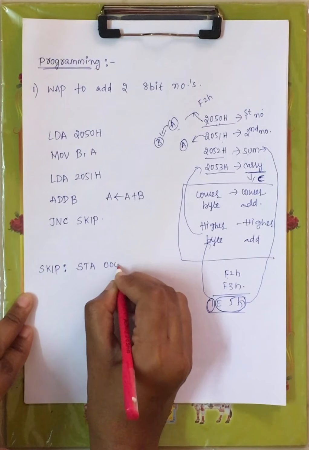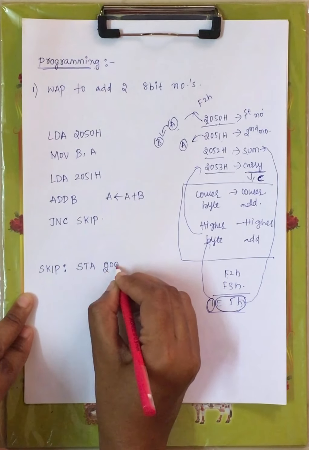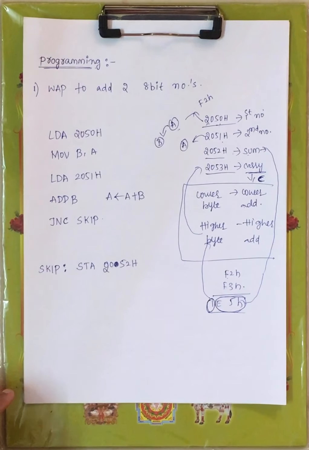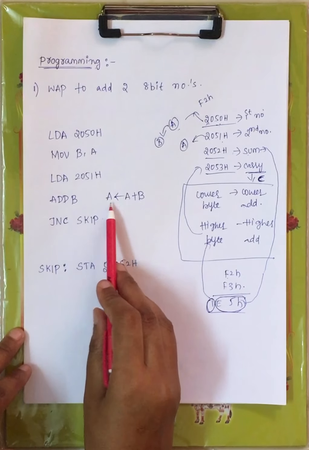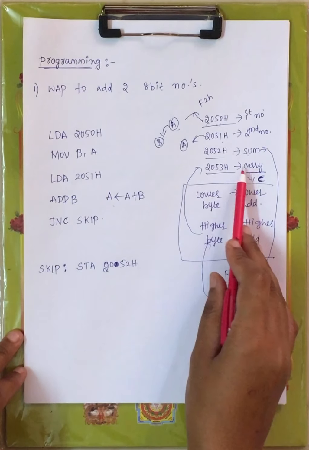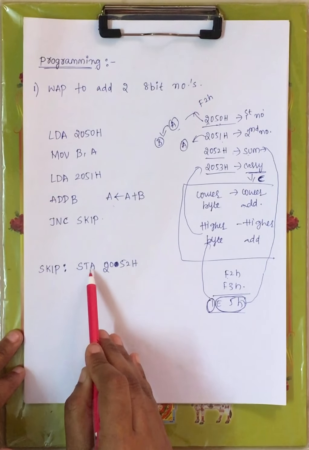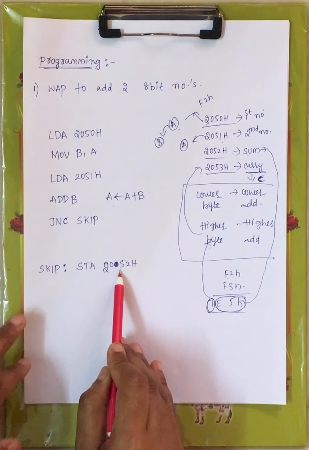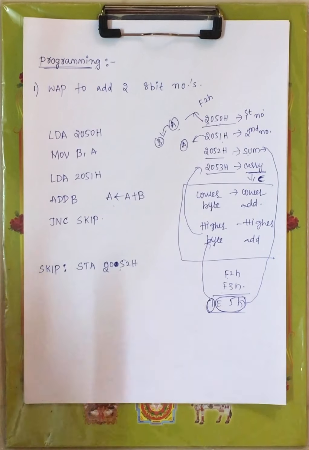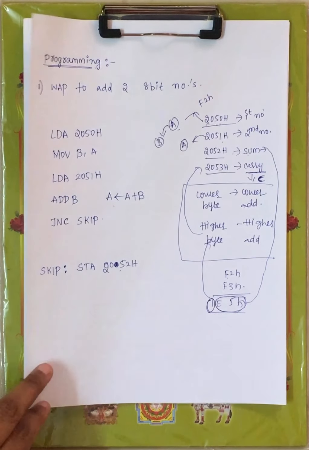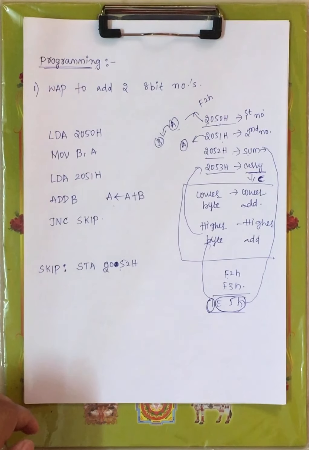STA 2052H. What we are storing from A is the result of the sum. Whatever the contents of A are, that is loaded into the memory location 2052H. Load and store operations are reverse. Contents of A are moved to the memory location specified within the instruction, right?